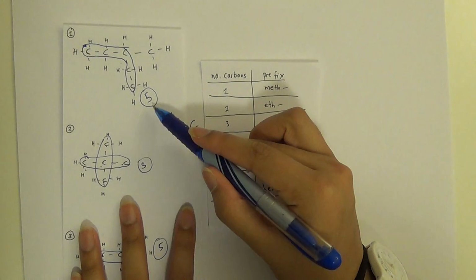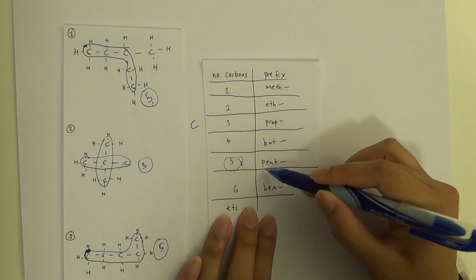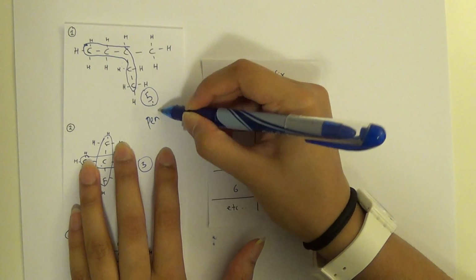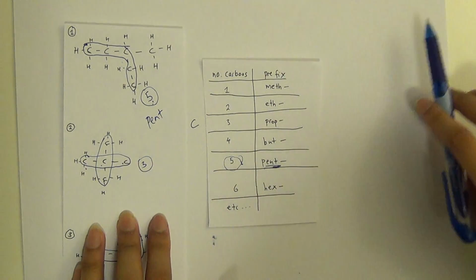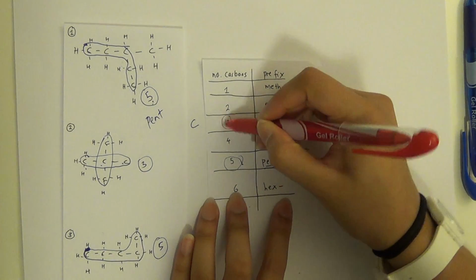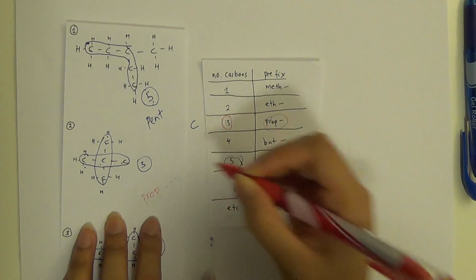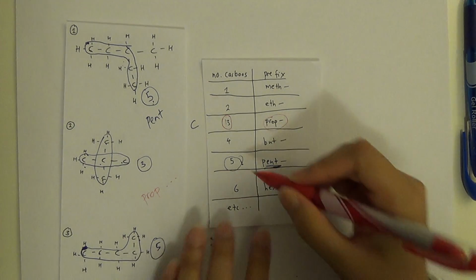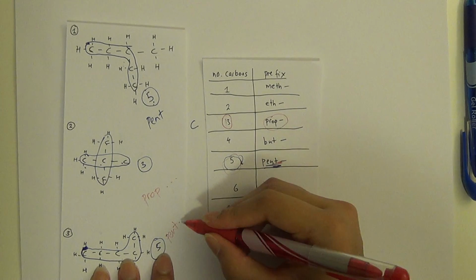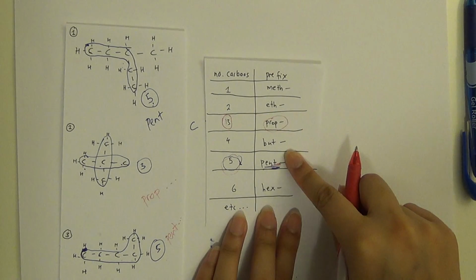Alright, so in this one, we have 5. So the corresponding prefix for that, 5, is pent. So the start of this compound would be pent. For this one, we have 3. So 3 carbons gives us the prefix prop. So that would be prop, and then you'd add the ending. For this one, you also have 5. So 5 would give us pent. So pent, and then you add the ending on. So that's the first part of it, figuring out the prefix of the compound.